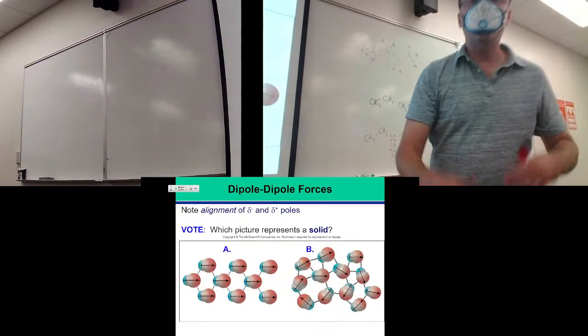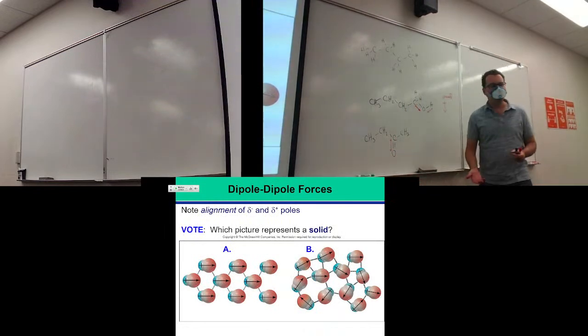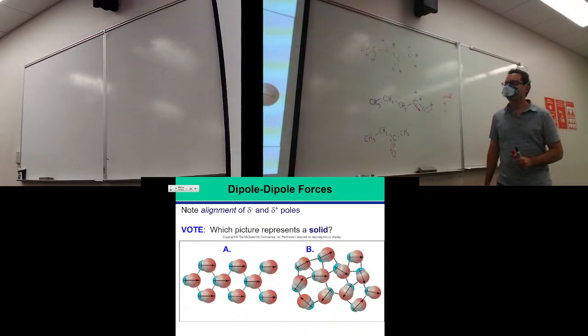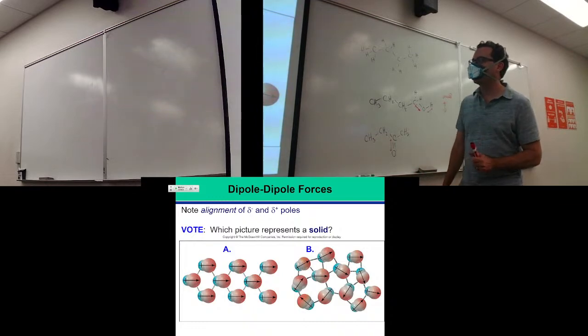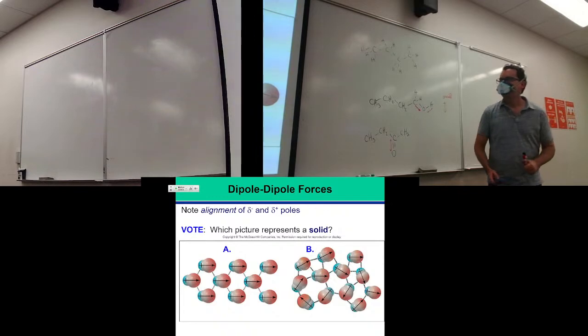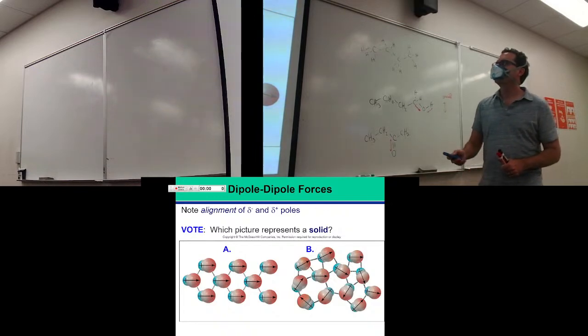So we need to start thinking of molecules in terms of the dipole moments. At the end of 221, we kind of did dipole moments, and hopefully you guys remember all that. If not, feel free to come by office hours, we can go over that stuff. But which one of these represents a solid?